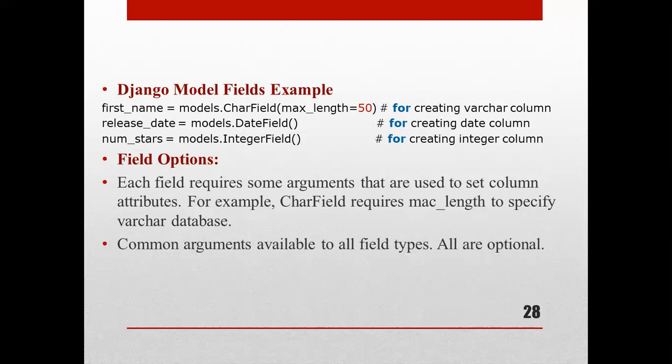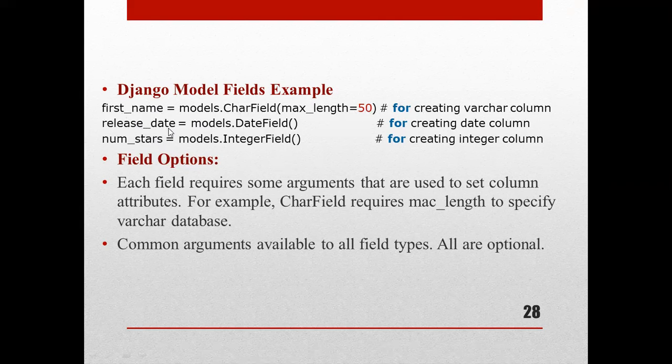Now we are going to see one example for Django model fields. Here you can see first_name. first_name equals models.CharField. We have seen the CharField, and we are setting max_length equals 50 for creating a varchar column. After creating this, it will create one table consisting of columns like first name, release date, and number of stars. The types are varchar, date, and integer.